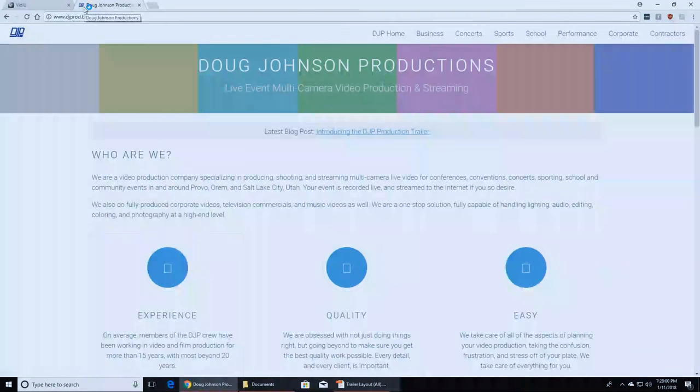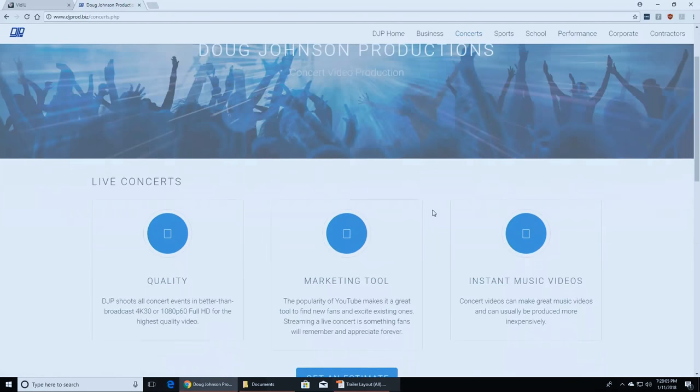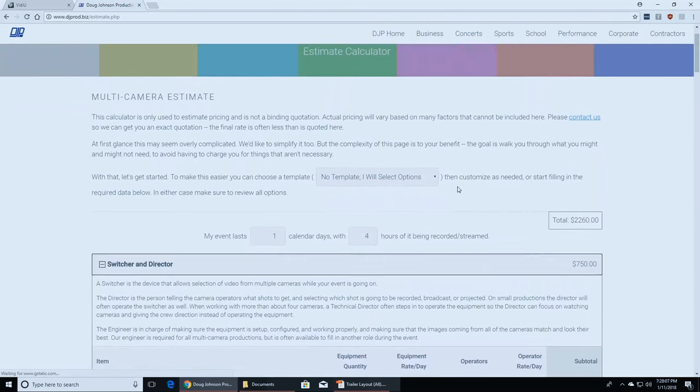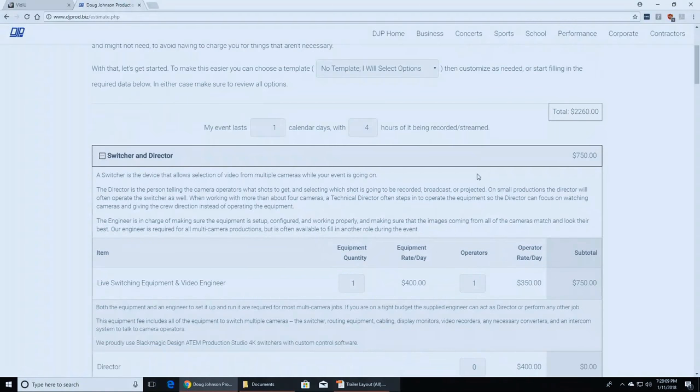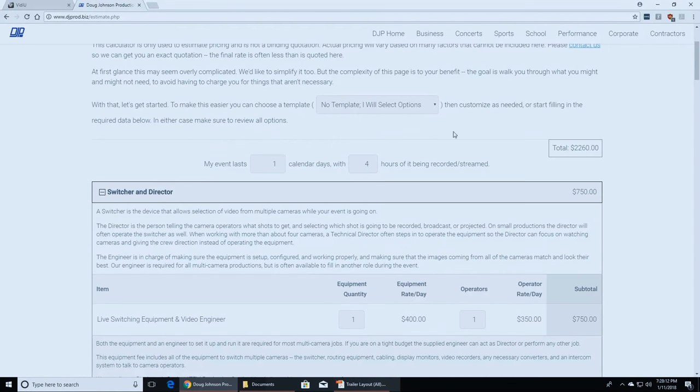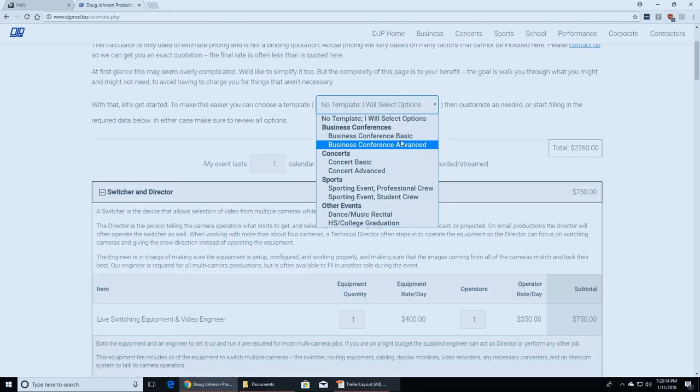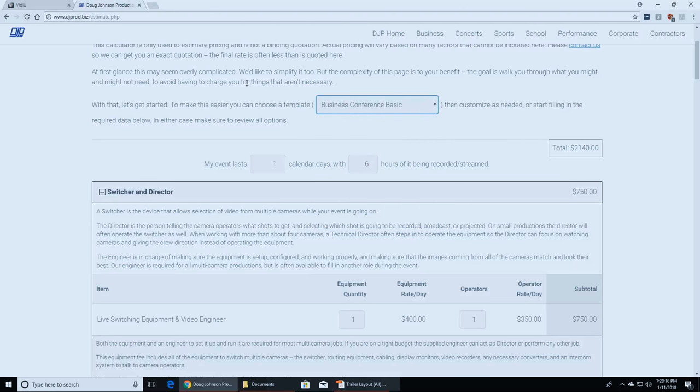Typical level of engagement in terms of price. Kind of all over the map, but you know what? We'll actually just pull up my website here, and then, for example, go to concerts, and then get an estimate. I've got this rate calculator here on the website, and people can actually see what it costs. We'll just do a basic business conference, and that pre-populates a few things.